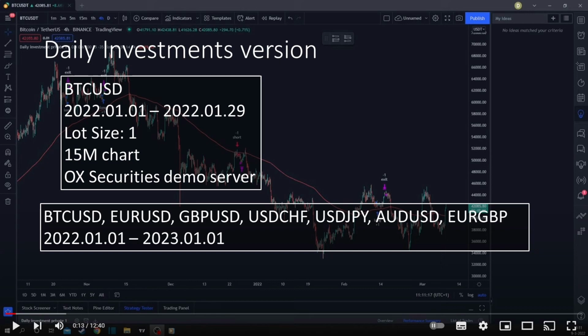run another test where I'm going to use Bitcoin, Euro Pound, Dollar Swiss, Dollar Yen, Aussie US, and Euro Pound. And I'm going to run that for a full year from 1st of January 22 to the 1st of January 23. So now let's go in and do the detailed test on the BTC USD for that first month of 22, and then I'll follow that up with tests and results for the others.